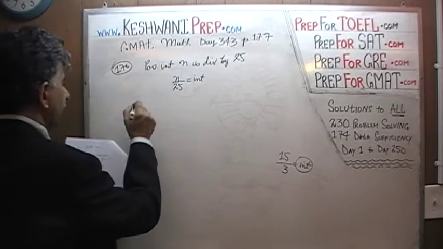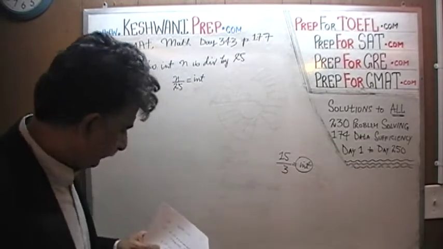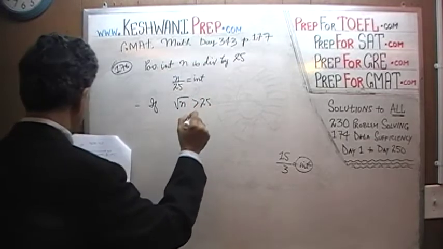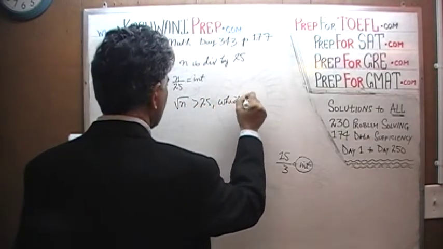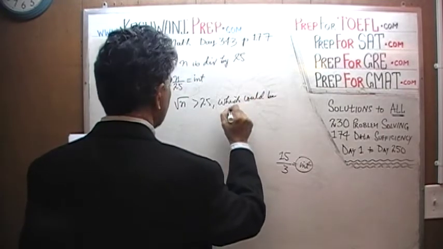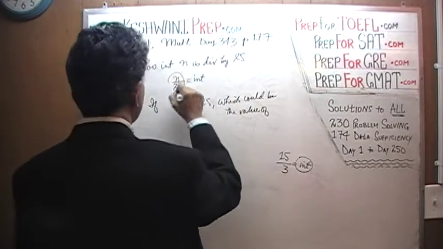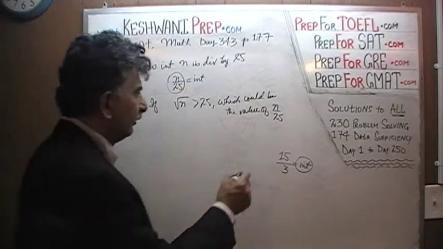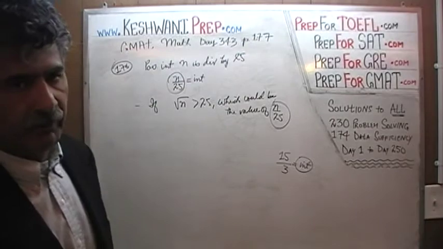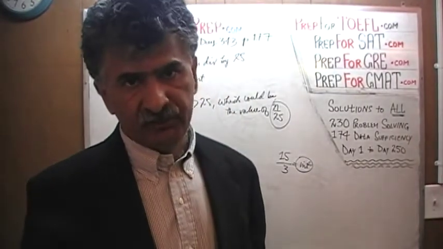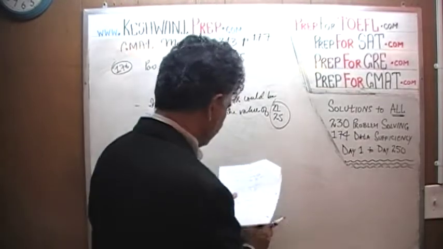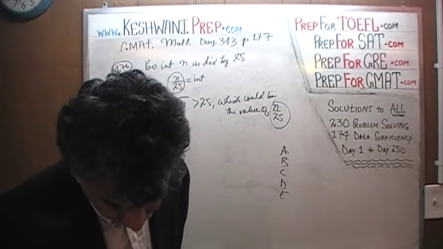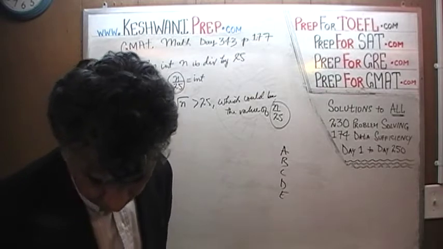They then go on to tell us that if the square root of n is more than 25, then which could be the value of this quantity, n over 25? So knowing that the square root of n is more than 25, can we tell which of the following could be the value of n over 25? Now when they tell you which of the following could be, they're giving you 5 answer choices obviously, and 4 of them cannot be. So let's actually list all of them. A, B, C, D, and E. And they go on from 23, 24, 25, 26.